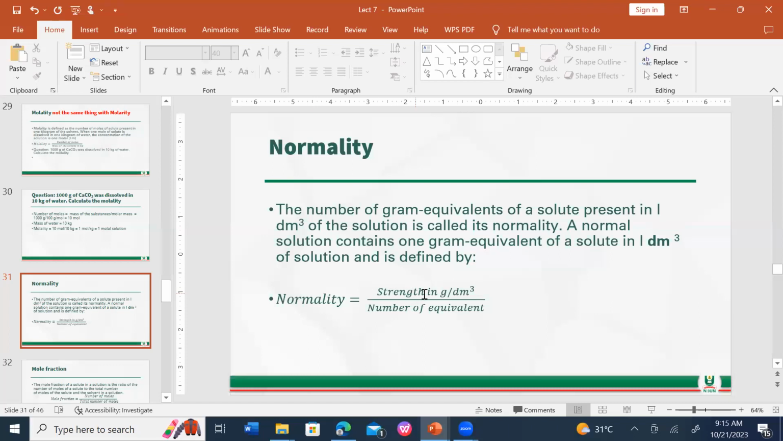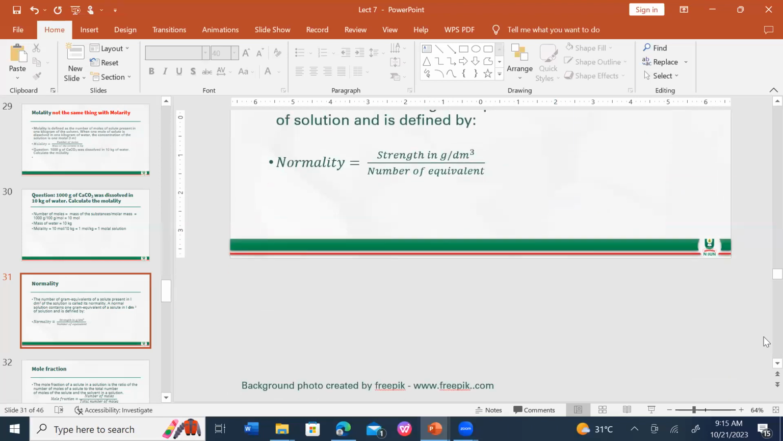Normality is defined as strength in gram per dm cube all over the number of equivalents. So that is normality.